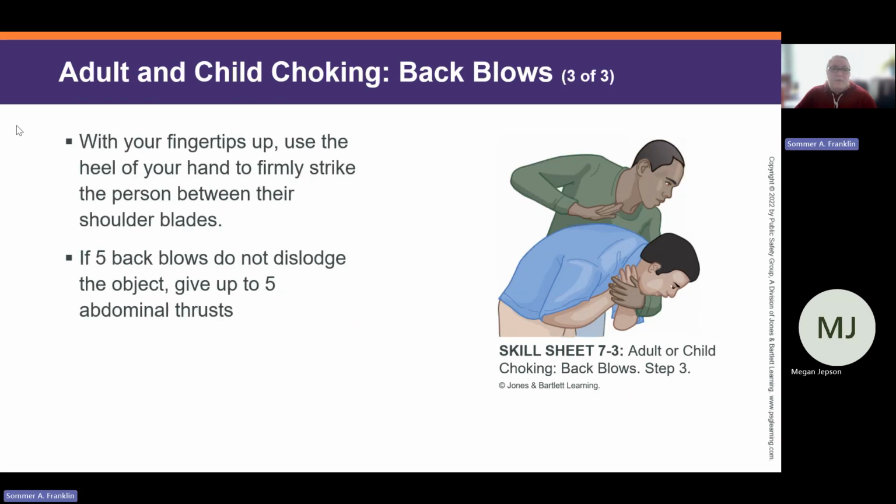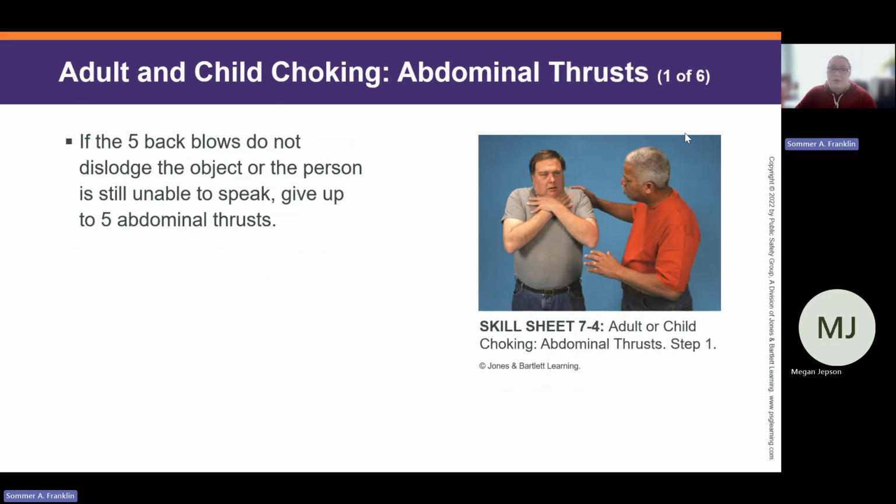With your fingertips up, use the heel of your hand to firmly strike the person between their shoulder blades. If 5 back blows do not dislodge the object or the person is still unable to speak, give up to 5 abdominal thrusts.